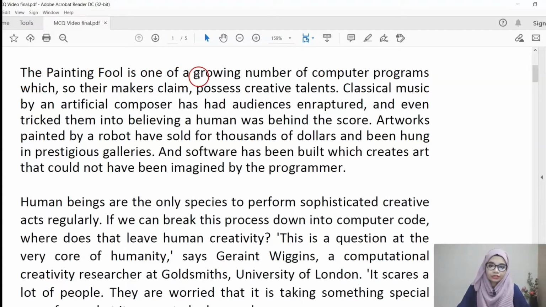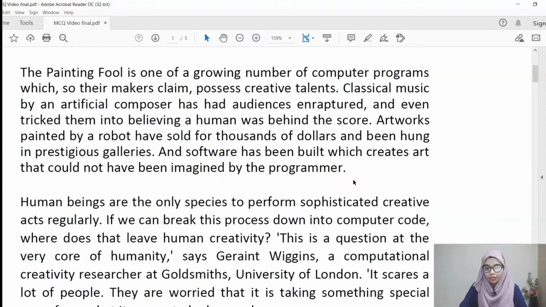The painting full is one of a growing number of computer programs which, so their makers claim, possess creative talents. Classical music by an artificial composer has had audiences enraptured and even tricked them into believing a human was behind the score. Artworks painted by a robot have sold for thousands of dollars and been hung in prestigious galleries, and software has been built which creates art that could not have been imagined by the programmer.